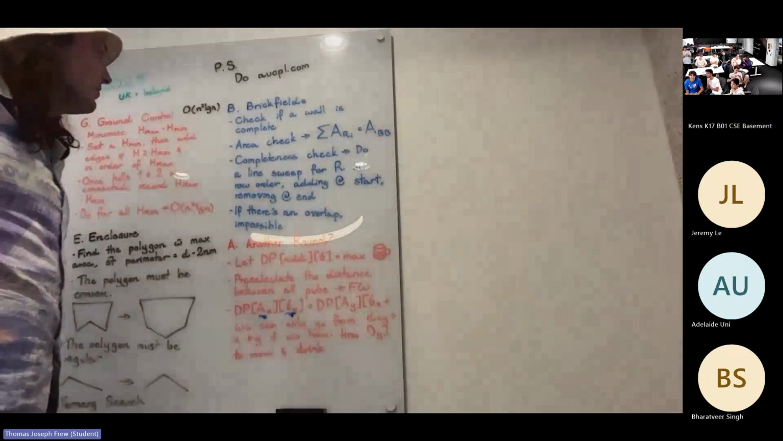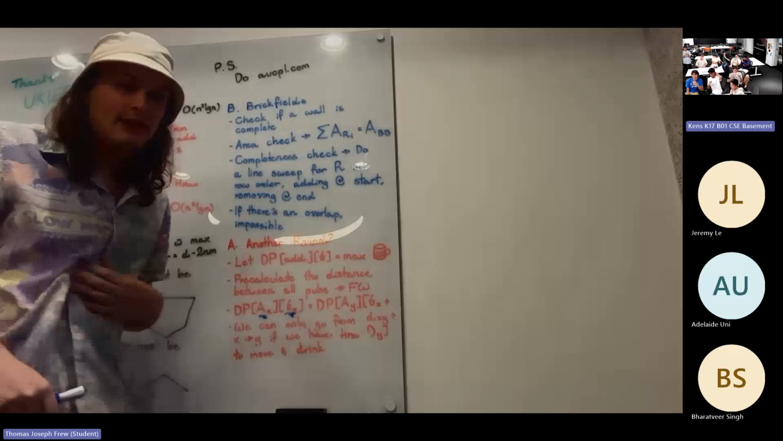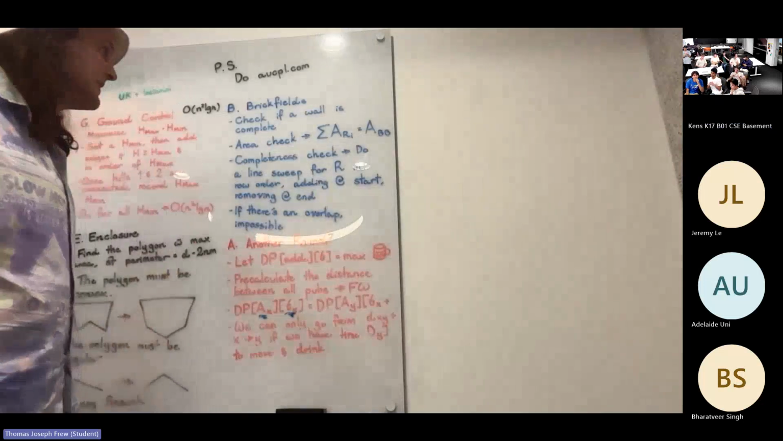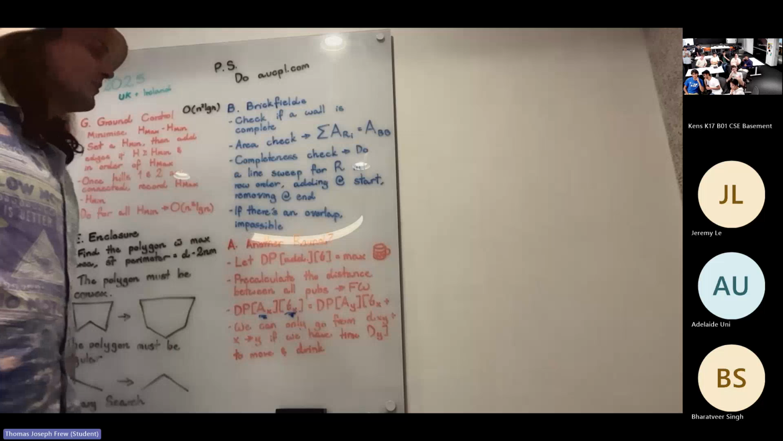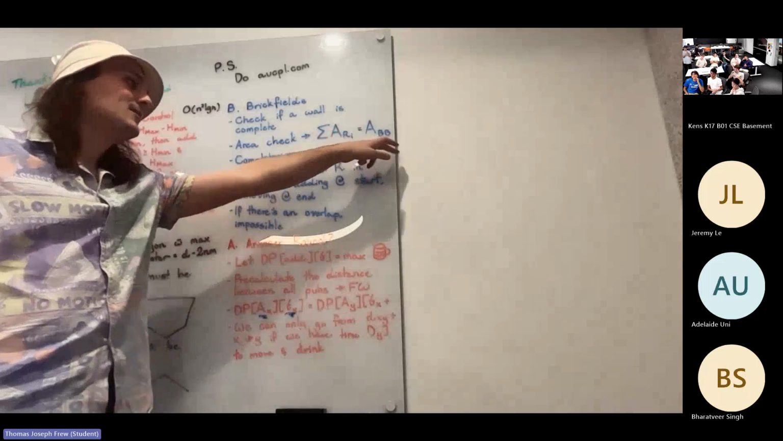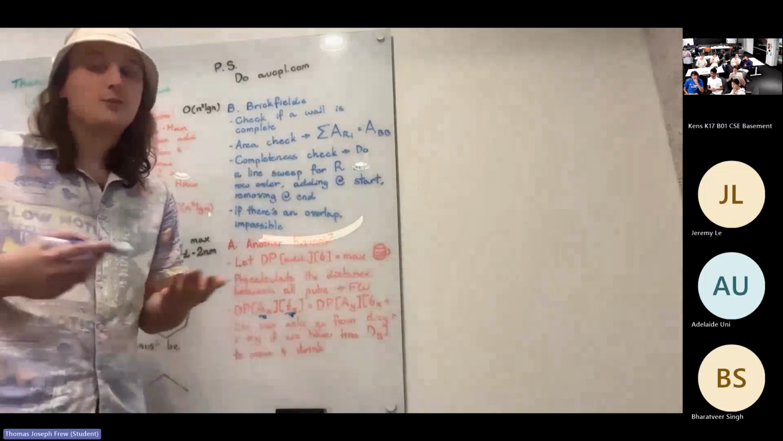Now, there's 2 conditions that you need to know if a wall is complete. First of all, do the areas of all the rectangles that you're given add up to the area of the bounding box? This is pretty simple. You just take all of the rectangles, do base times height, and then see if that adds up to the area of the bounding box. If it doesn't, then you know you don't have enough material to win, or you have too much material to win.